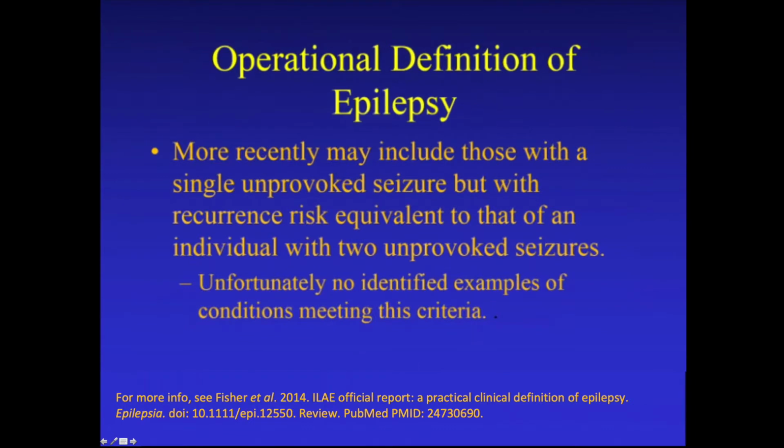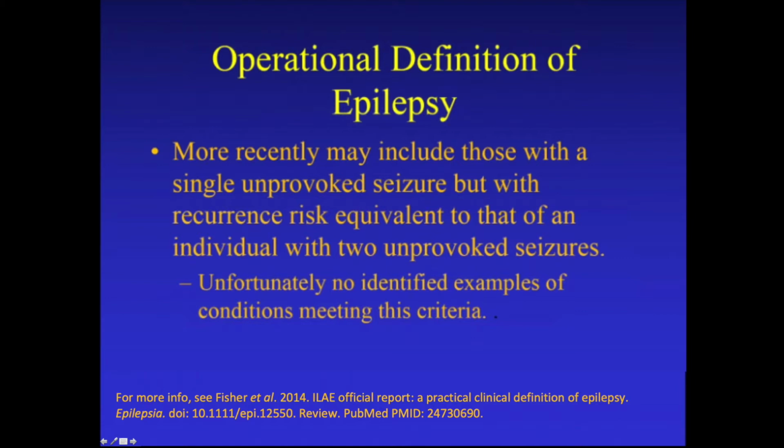More recently, there have been some attempts at modifying this using some mathematical formulas to include additional people as having epilepsy, despite the fact that they've only had a single unprovoked seizure. The suggestion was that an individual with a risk equivalent to that of an individual with 2 unprovoked seizures should be considered to have epilepsy. This was in a paper published in 2015. Again, it was a commission report headed by Fisher.